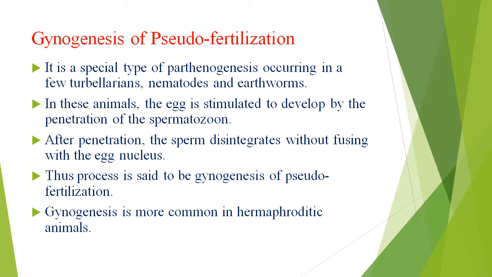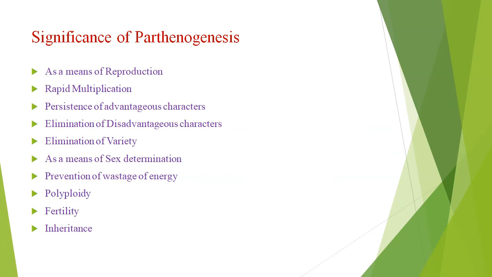Very important point, sometimes it is asked in many examinations: gynogenesis or pseudofertilization. It is a special type of parthenogenesis occurring in a few turbellarians, nematodes, and earthworms. In these animals, the egg is stimulated to develop by the penetration of the spermatozoon. What happens after penetration? You can see the sperm disintegrates, very important point, without fusing with the egg nucleus. Thus, the process is said to be gynogenesis or pseudofertilization. Gynogenesis is more common in hermaphroditic animals.